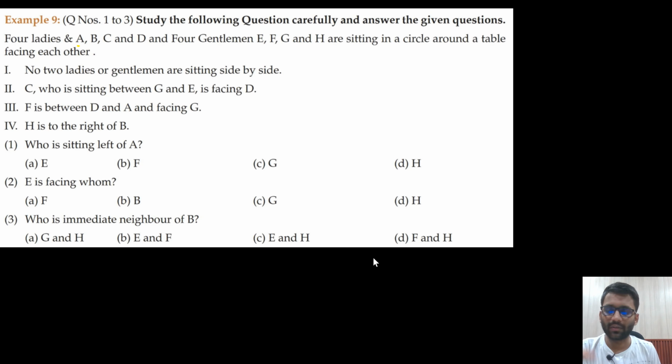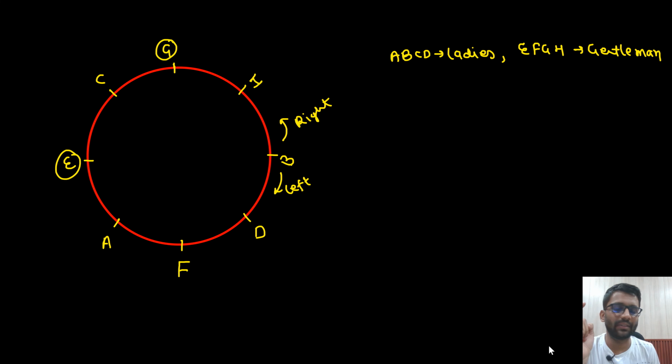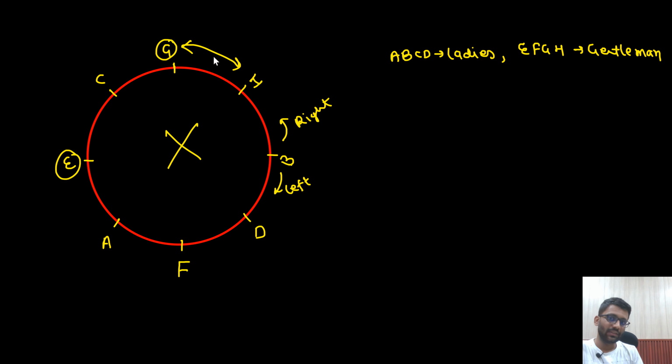All these are okay. But what was the first line? No two ladies or gentlemen are sitting side by side. So E, F, G, H cannot be together. So G is here, E is here, F is here, and H is here. So G and H are together. So this condition is wrong. Did you understand this point? G and H are coming together. No two gentlemen should be together. So this condition has been wrong.